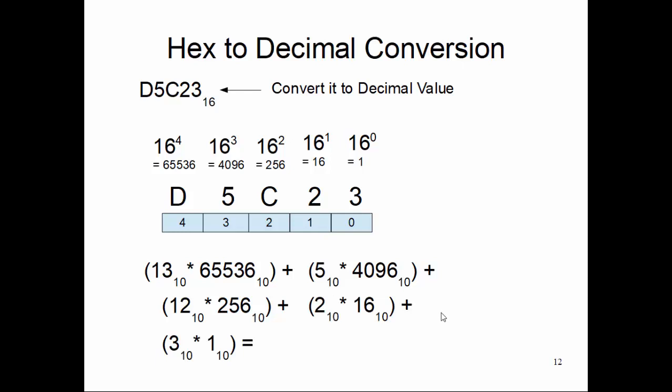Now if we compute this entire thing, our decimal value becomes 875,555. Now one thing to note: this is a huge value and we need 1, 2, 3, 4, 5, 6 decimal symbols, where we can represent the same value with 5 hexadecimal symbols.